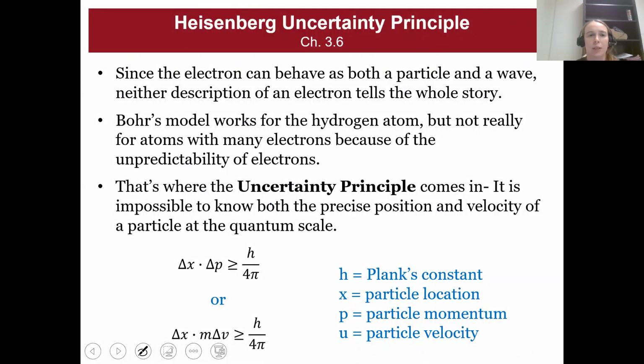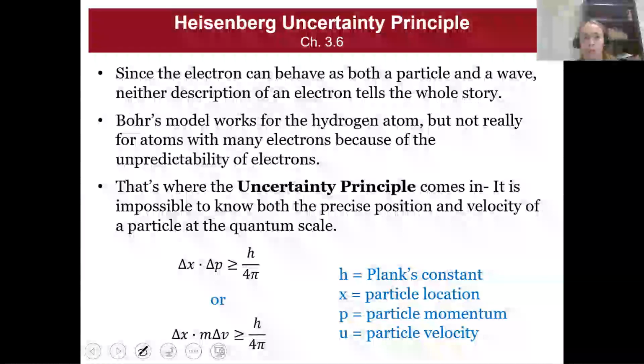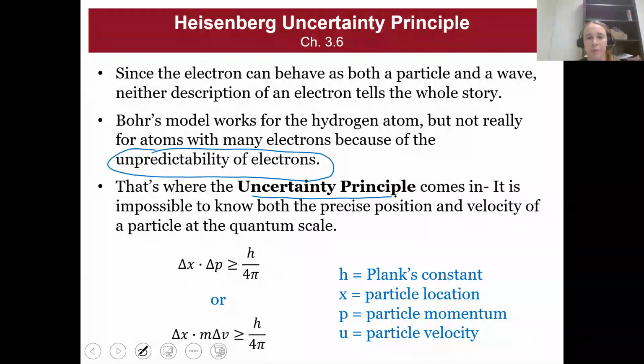Since the electron can behave as both a particle and a wave, neither one of those descriptions tells the whole story. You can't describe an electron only as a particle or only as a wave. There are some things that don't work for the particle definition, and some things that don't work for the wave definition. For example, Bohr's model only works for the hydrogen atom. It doesn't really work for atoms with more electrons because electrons are really unpredictable. They're really tiny, and they move around really fast. So that's where the uncertainty principle comes in.